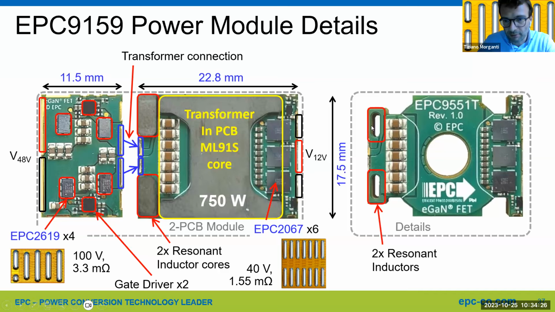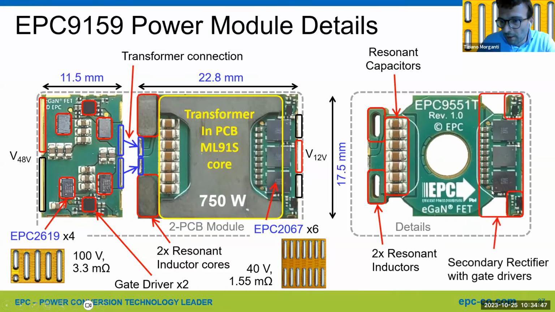This is the PCB of the transformer assembly. So you can see those are the resonant inductors, resonant capacitors. We are using U2J capacitors for this purpose. And those are the synchronous rectifiers.